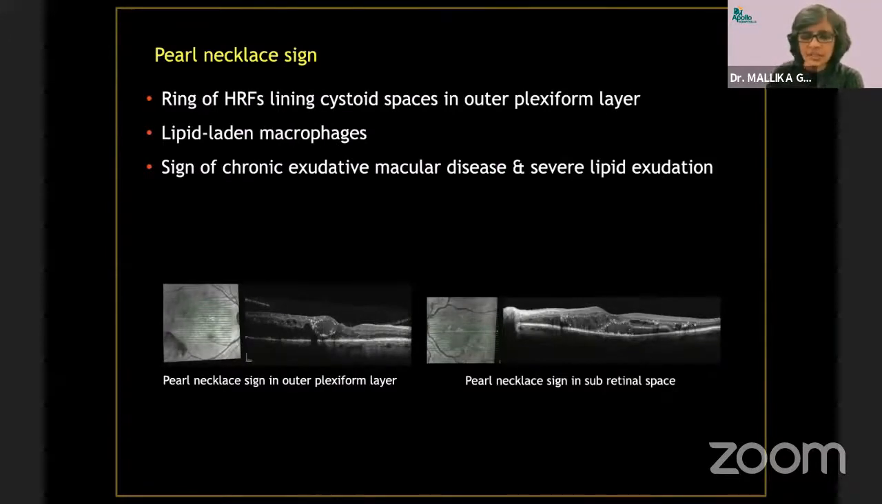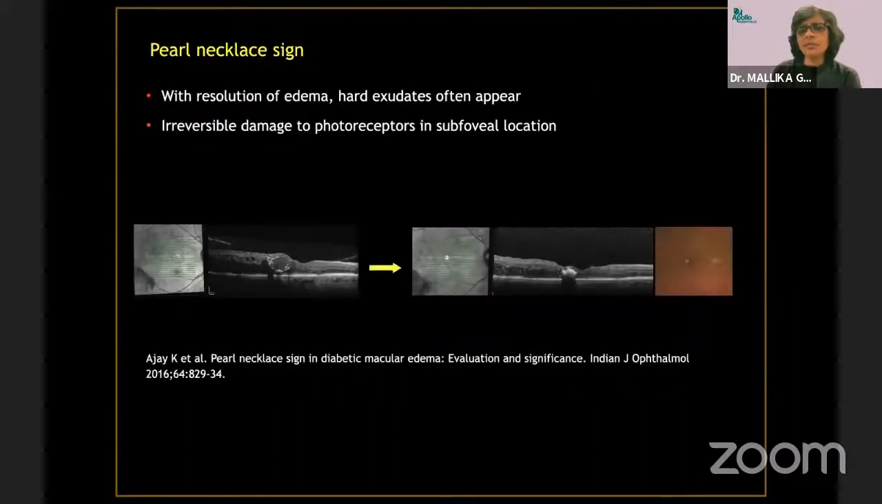There's no convincing data. Now, as a corollary to this, they may accumulate in a ring shape in the cystoid spaces of DME and cause a pearl necklace sign. Again, the significance is that as they resolve, it may lead to hard exudates at the foveal center, causing poor visual prognosis. It may not affect the prognosis if it is extrafoveal.